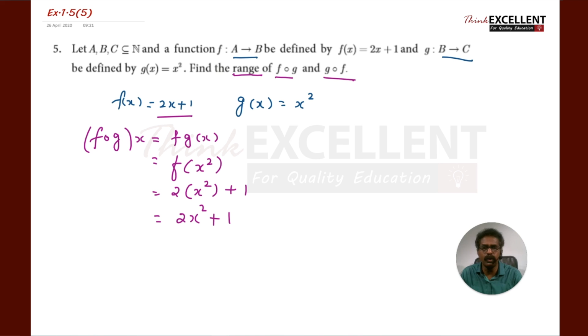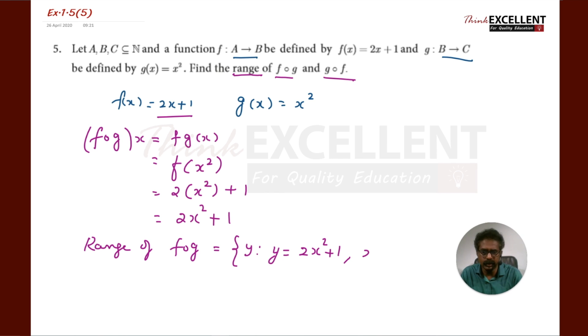Now we see how to write range of F composition G. So we write range of F composition G is equal to the set of all y such that y is equal to, y is the image. This is the answer. What answer you are getting here, you write. What's the answer you are getting? 2x square plus 1.